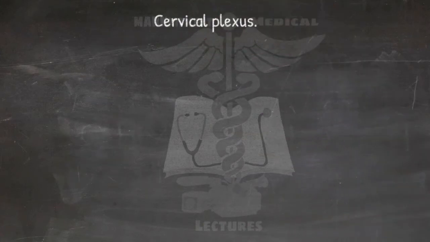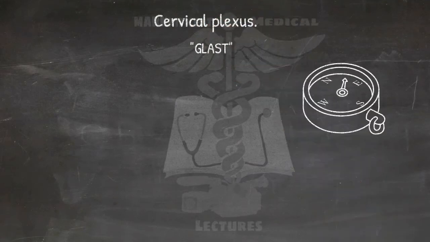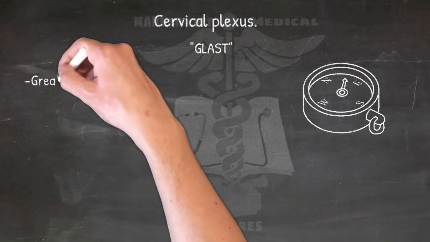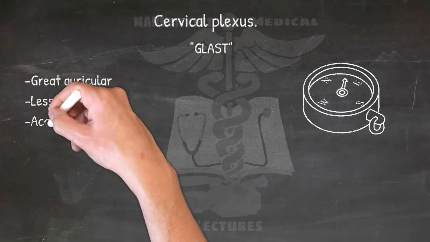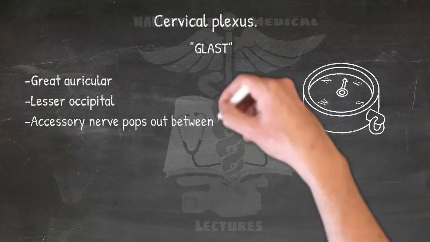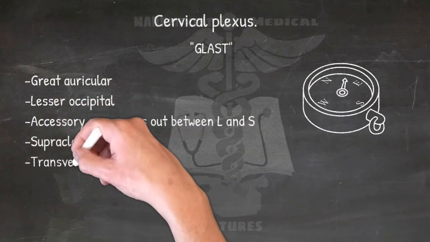Cervical plexus, arrangement of the important nerves. GLAST. Remember the 4 compass points. Imagine clockwise from north on the right side of neck. Great auricular, lesser occipital, accessory nerve pops out between L and S, supraclavicular, and transverse cervical.